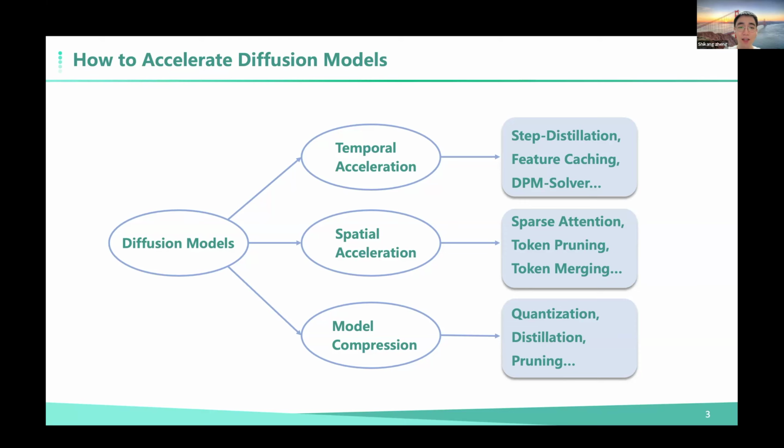The second line of work is spatial acceleration, which means we reduce the actual computation of each step. This is totally orthogonal to temporal acceleration. We can use sparse attention, token pruning, or token merging to do spatial acceleration and reduce each step's computation. The third type of acceleration method is model compression, like quantization, model distillation, and maybe pruning. But today we are mainly going to focus on the first two.